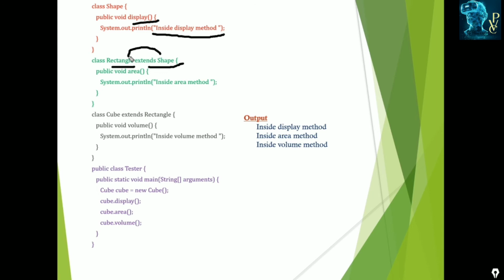So this display method can be accessed for the rectangle, and it has its own method, that is the area, which displays a print statement inside the area method. Here we are again creating one class, that is the cube, which extends the rectangle. So cube is the child class for the rectangle, and rectangle is already a child of the shape class. So shape and rectangle members can be accessed or shared with the cube class. It has its own method, that is the volume, and here this is the class.